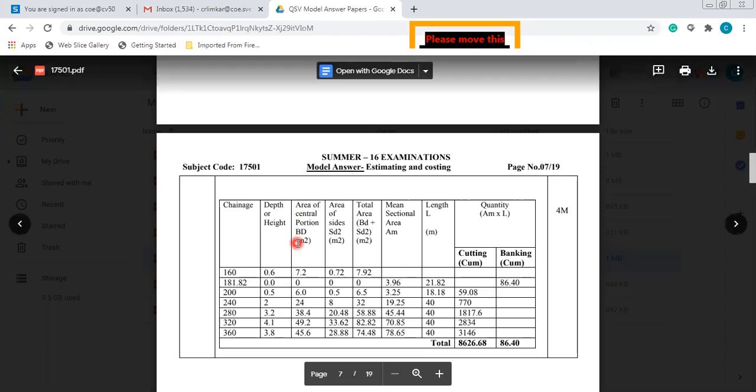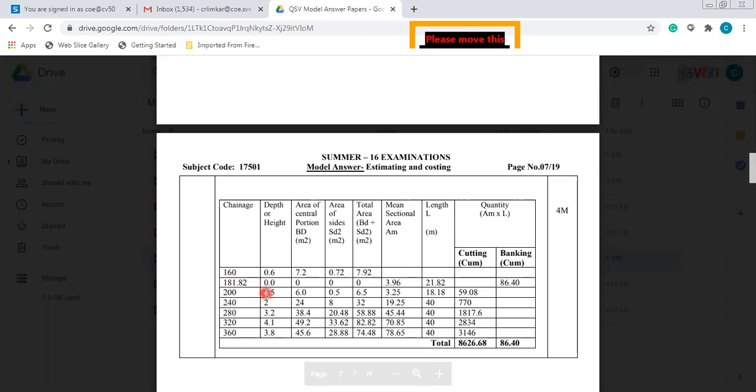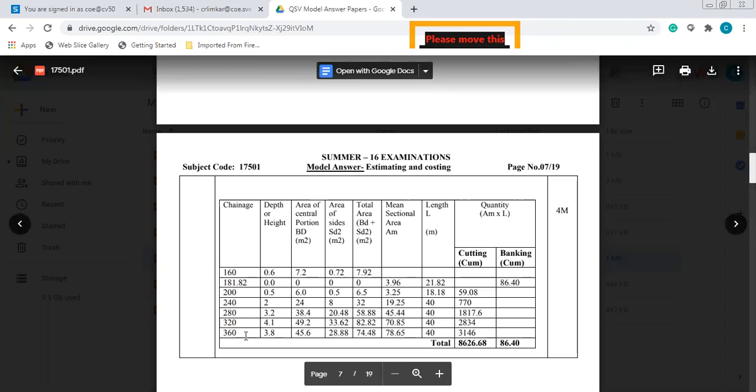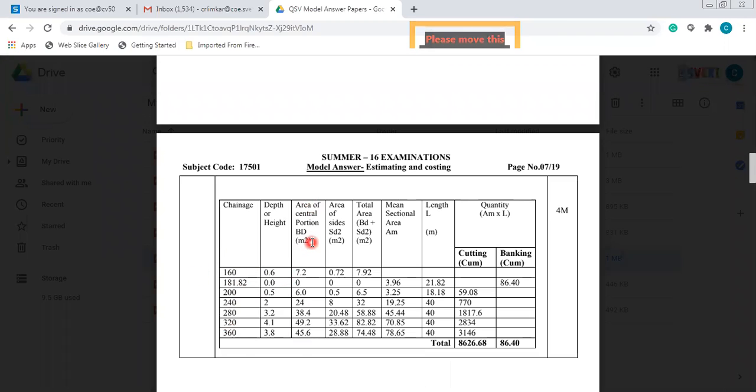In the previous problem also we have discussed how we are going to calculate it. So depth you are having, then chainage points you are having, area of the central portion, that is nothing but B multiplied by D. What is B? B is nothing but your formation width. It is taken as 12 meters, and D is nothing but the depth that you have determined. So 12 multiplied by 0.6, that comes as 7.2.